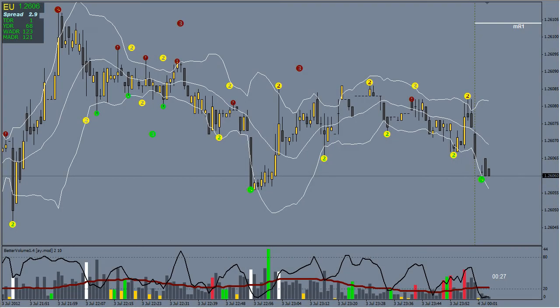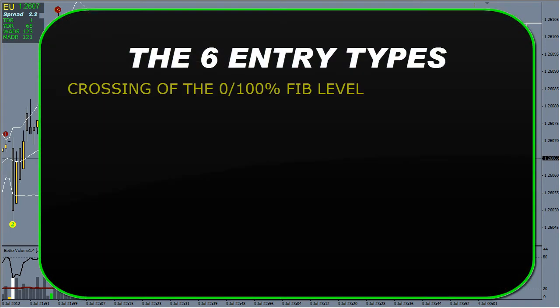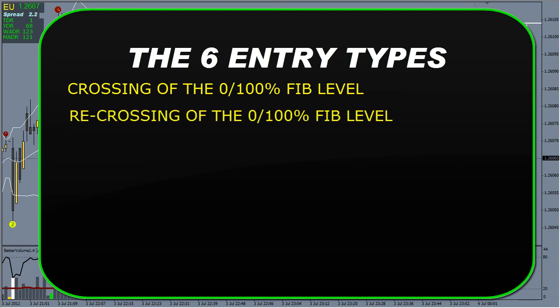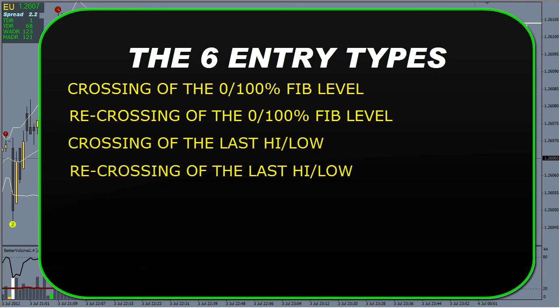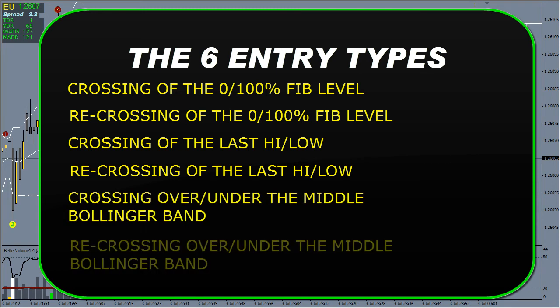We've been learning about the 6 entry types for this trading system. In this video, I'm going to go over the 6 entry types. This will not cover exits, only entries. The 6 entry types are the crossing of the 100% fib level, the recrossing of the 100% fib level, breaking of the last high or low, recrossing the break of the last high or low, crossing over the middle Bollinger Band, and recrossing over the middle Bollinger Band.